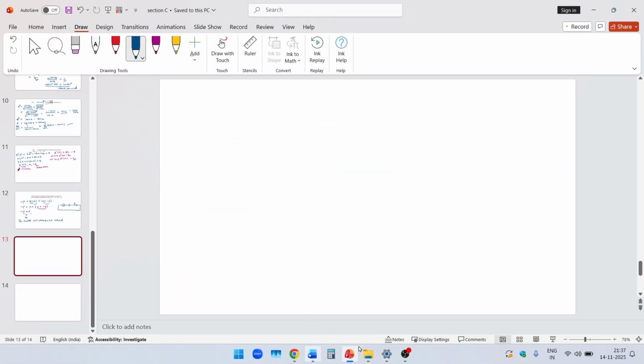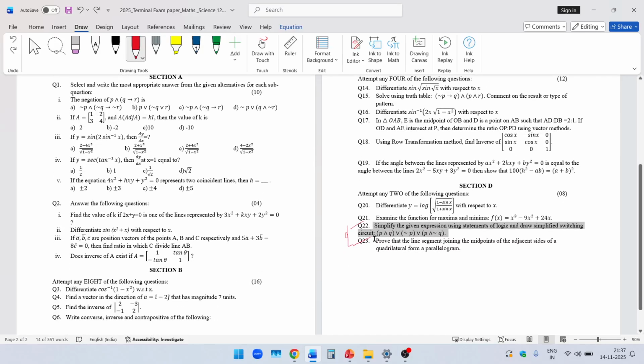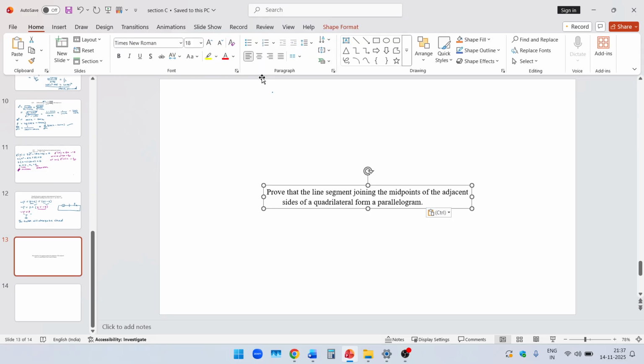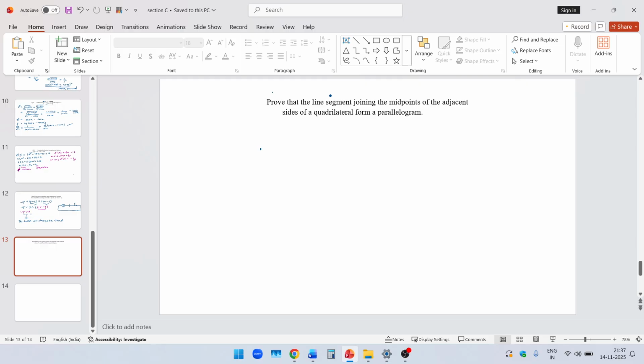The next question is, again I'll have to copy. This is the last question. Prove that the line segments joining midpoints of adjacent sides of a quadrilateral form a parallelogram. All right. For this question, let's draw the diagram first. There is a quadrilateral. Let us say this is a quadrilateral A, B, C, D.